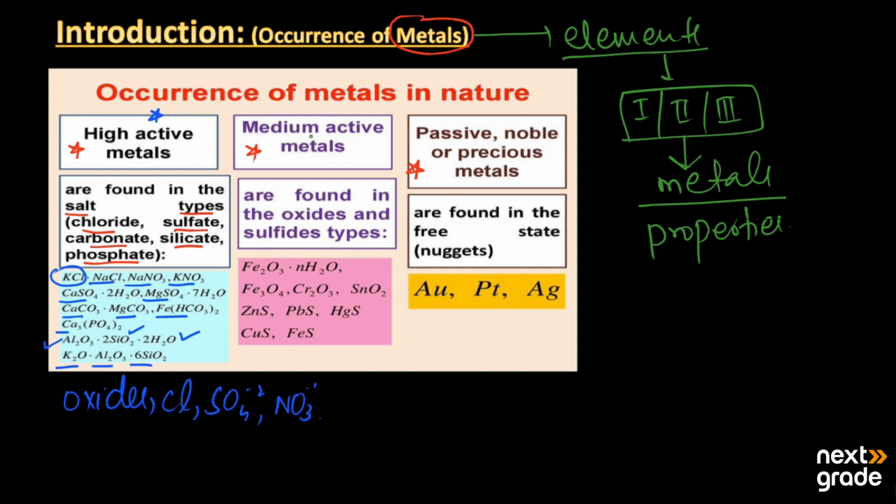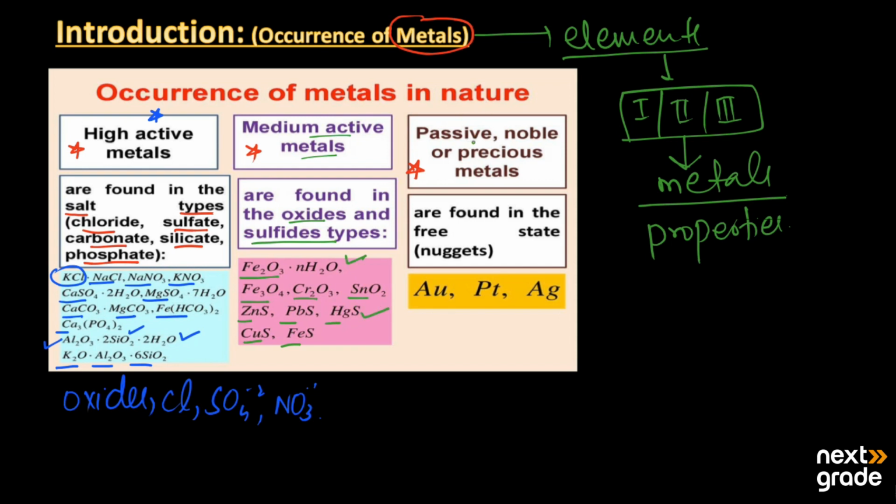On the other hand, we have the medium active metals. They are found basically as oxides and sulfides. For example, we have iron in the 3 and 2 states, chromium, tin, zinc, lead, mercury, copper, and iron. They are found as their oxides as well as their sulfides.